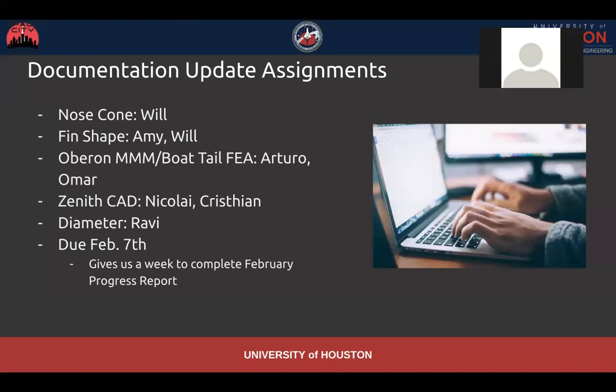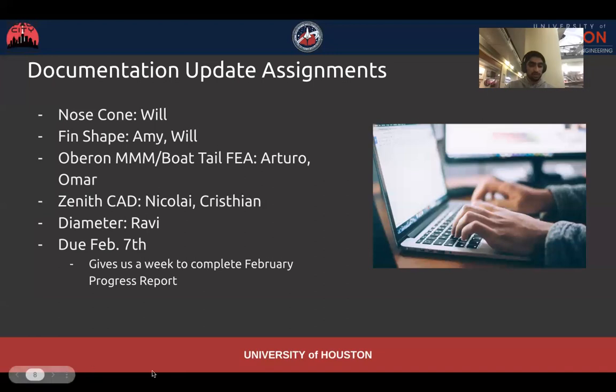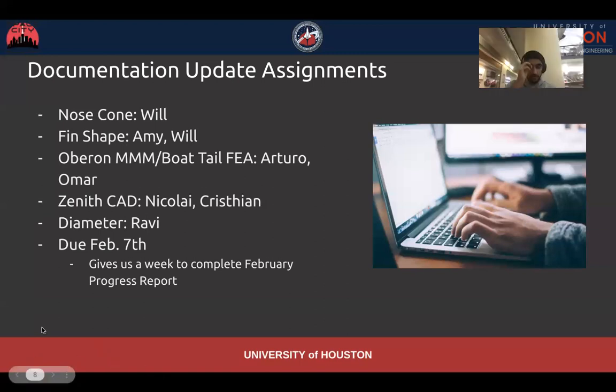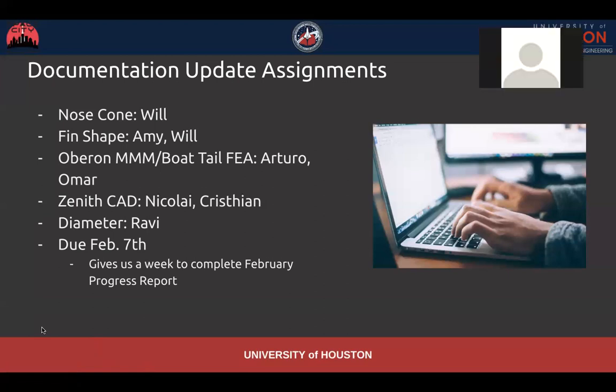The Zenith CAD. Oh yeah, Arturo, you can. Oh yeah, I was going to mention that I did say last week that documentation for the Oberon MMM was something that I wanted to work on as soon as we got the Boattail done. Yeah, perfect. That sounds good. Just keep me in the loop.